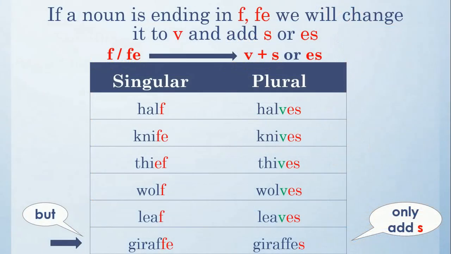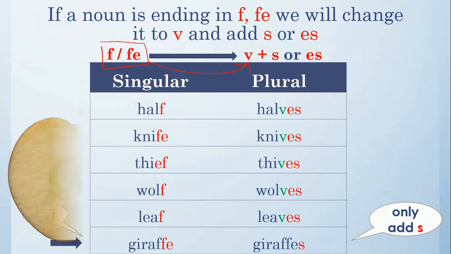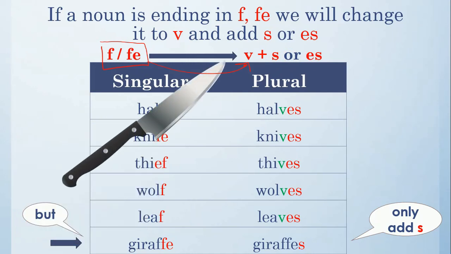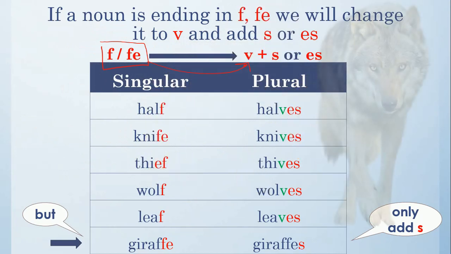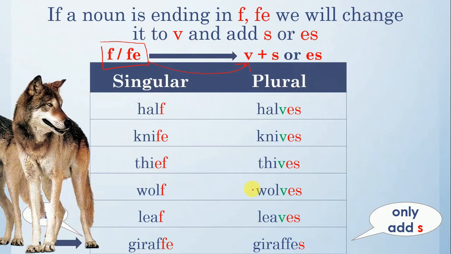If a noun is ending in F or FE, we will change it to V and add S or ES. So we need to see if the last letter is ending in F or FE, we will change it into V, and then we can add S or ES. Let's look at the words. Half, halves. Knife, knives. Thief, thieves. Wolf, wolves.